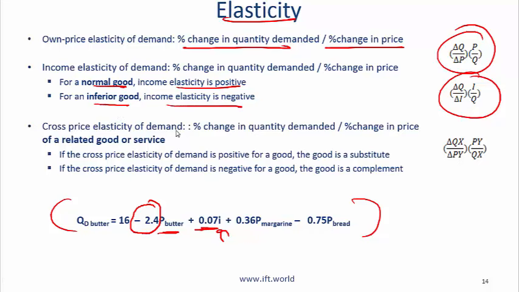Cross price elasticity of demand is the percentage change in quantity demanded divided by percentage change in price of a related good or service. If the cross price elasticity of demand is positive, then the good is a substitute. If it is negative, then the good is a complement.